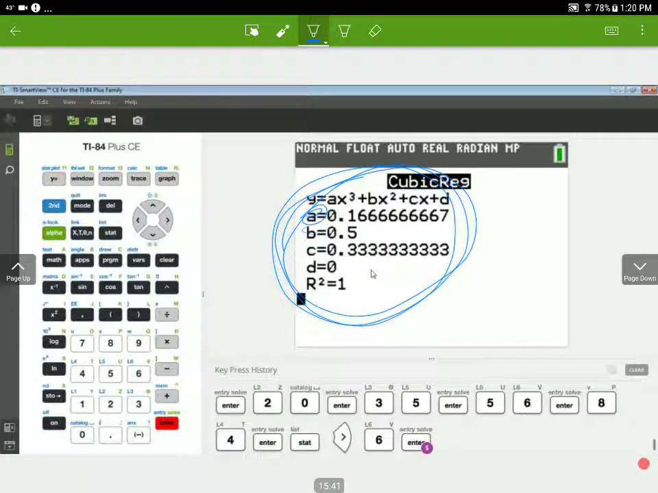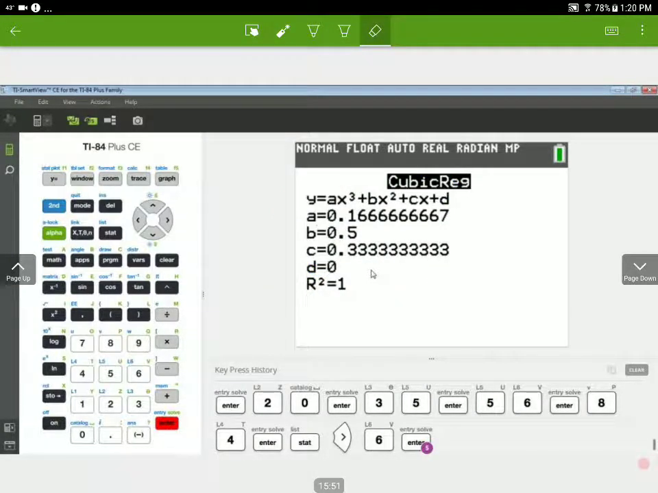ax cubed, bx squared, cx plus d. If it was a squared, like a quadratic, it would be ax squared, bx plus c, that sort of thing. Cool?